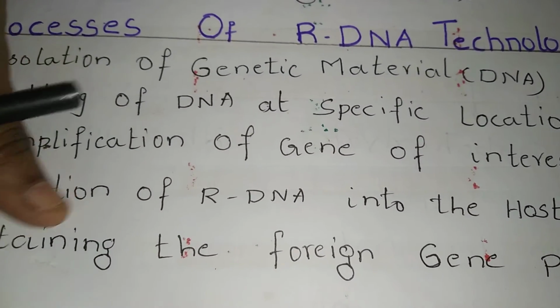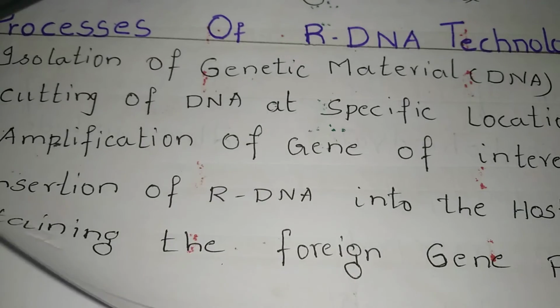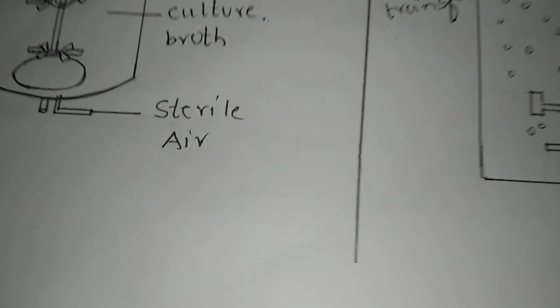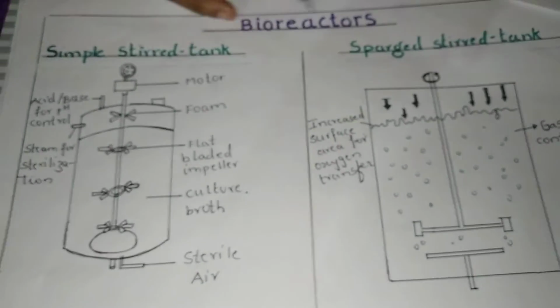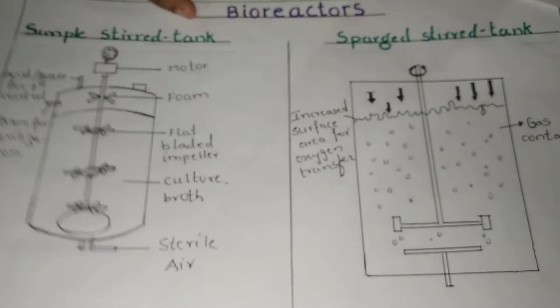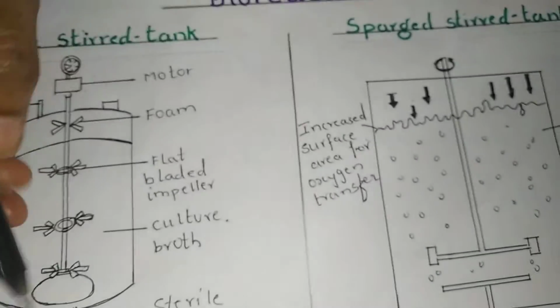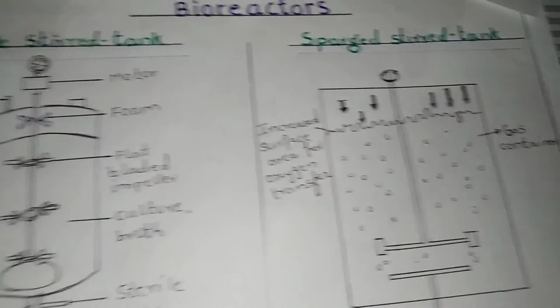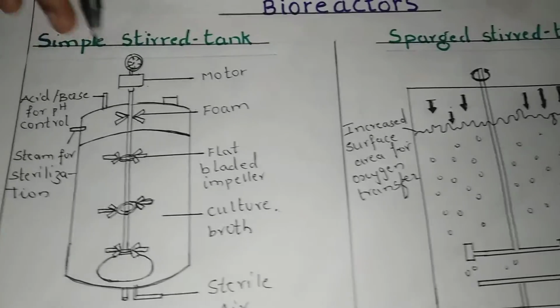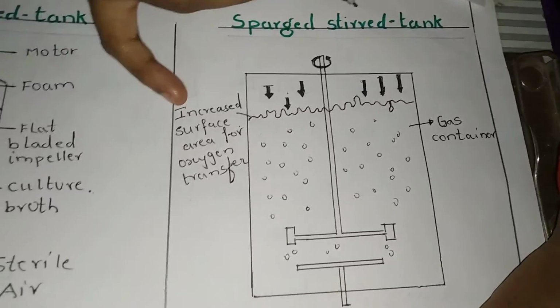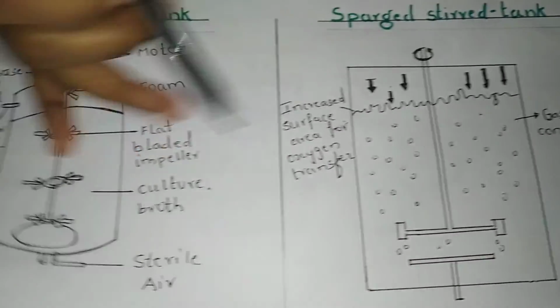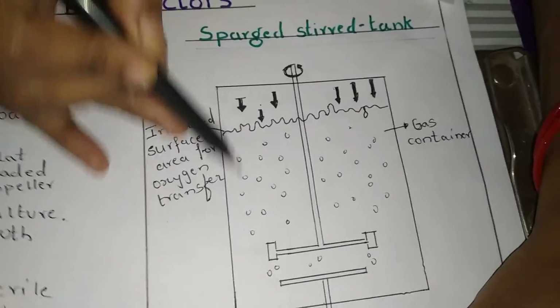But when it is produced on a small scale, it is not of much importance. So it has to be produced in large amounts. For production of the product in large amounts, there are certain large vessels which are called bioreactors. We have two types of bioreactors, which are the simple stirred bioreactor and the sparge stirred bioreactor. This is the simple stirred tank and this is the sparge stirred tank.